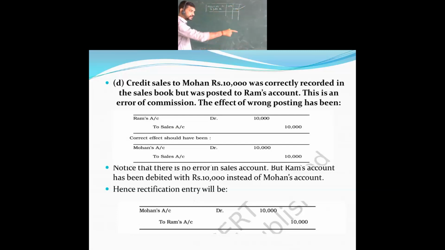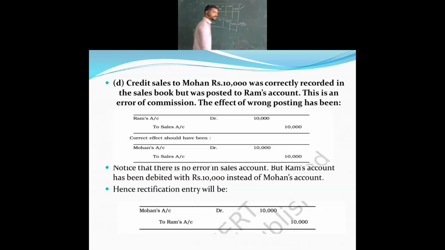But what you have done there: Ram's account debit, how much, 10,000, to sales account. This means we have done a wrong posting over here. This is a wrong posting. Actually you have to do this, but you have done this. This is what we call a wrong posting.